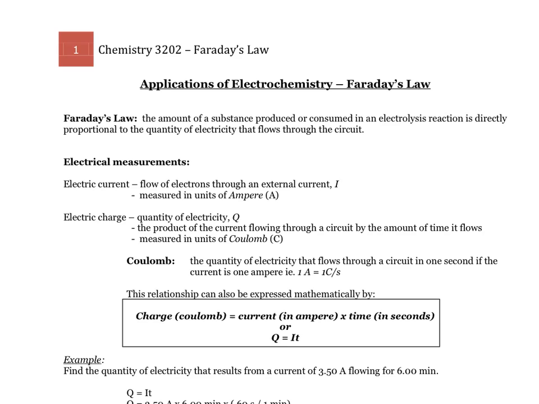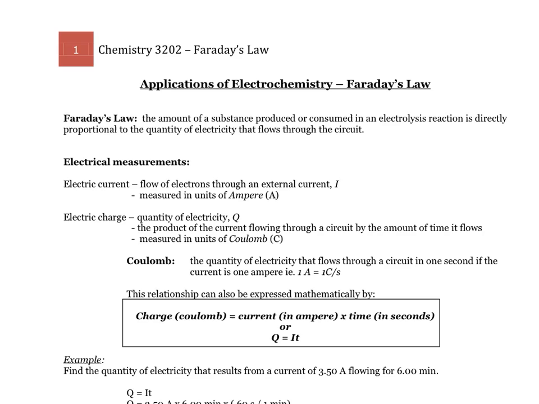Today we're going to look at the final topic in Chemistry 3202. That would be Faraday's law. According to Faraday's law, the amount of a substance produced or consumed in an electrolysis reaction is directly proportional to the quantity of electricity that flows through the circuit.